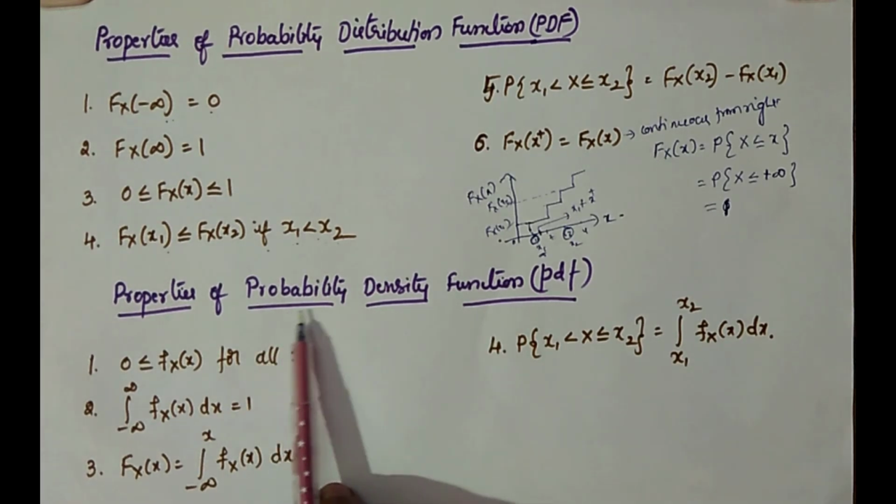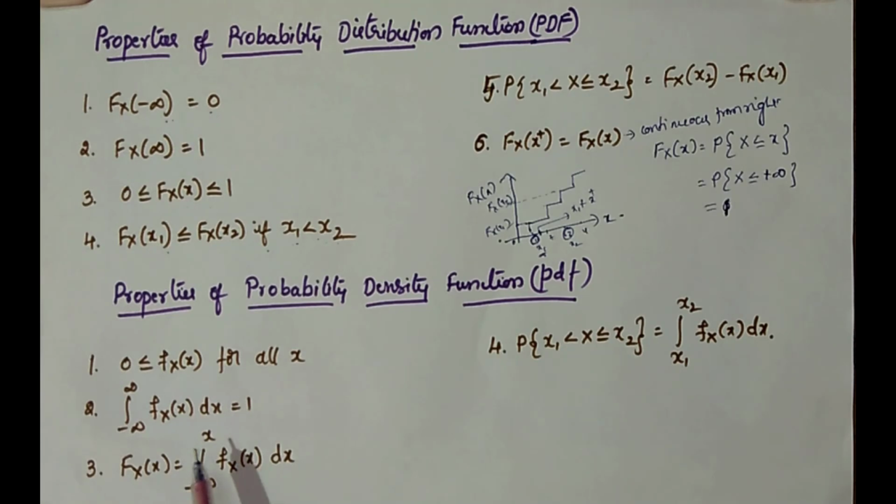Then coming to the properties of the probability density function, see the first point: 0 ≤ f_X(x) for all x. It means the probability density function is a non-negative value. In another way, you can take it as f_X(x) greater than or equal to 0.